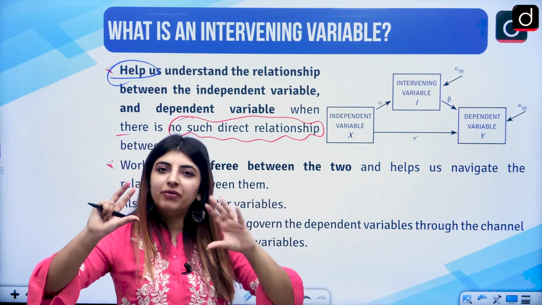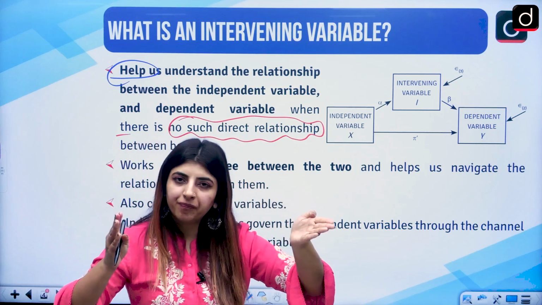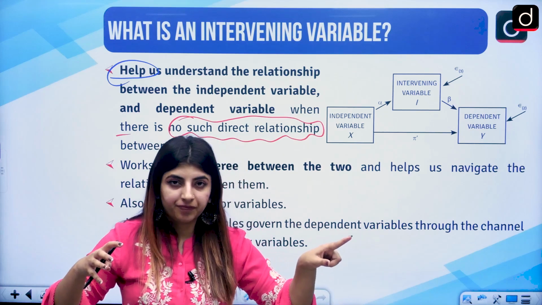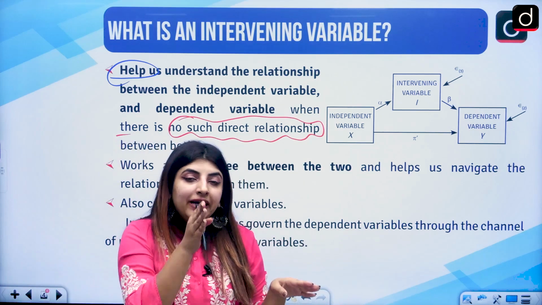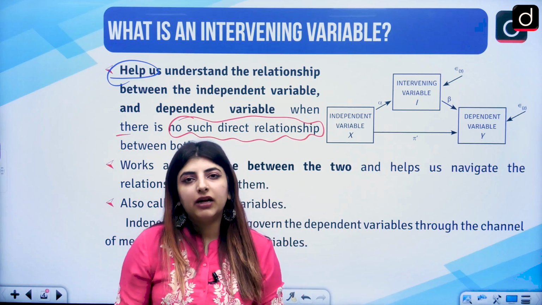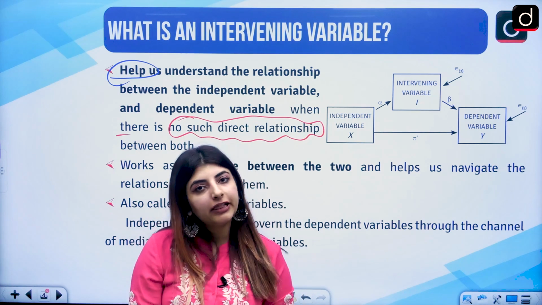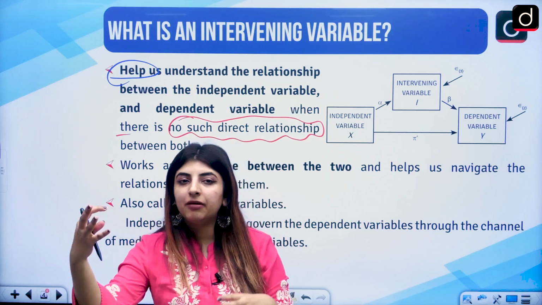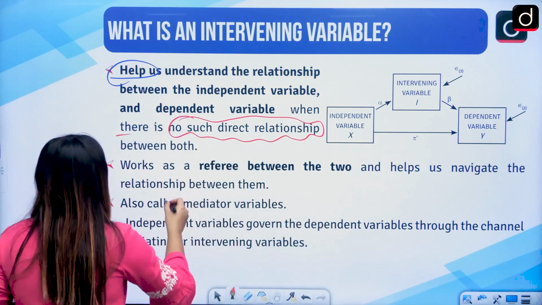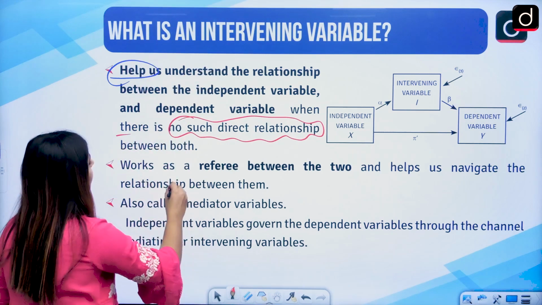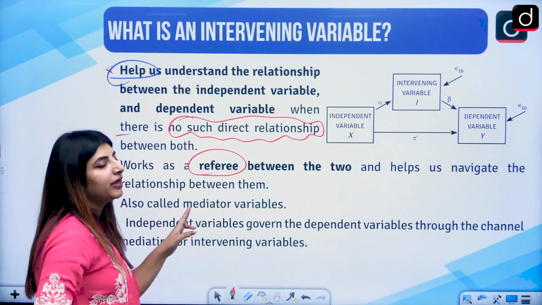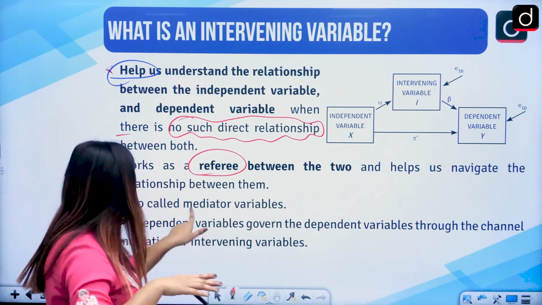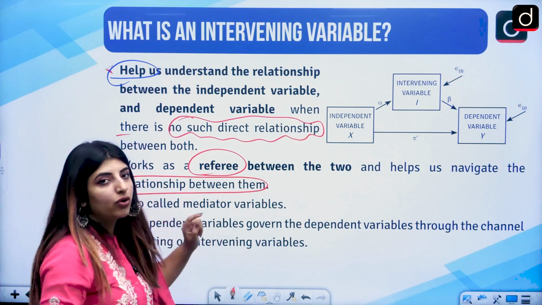Normally, we know that the independent variable, smoking, is the one thing which will lead to cancer, right? But there might be some other intervening variable as well. A person might be having one kind of health condition. So any kind of variable which comes in between the independent and dependent variable is known as an intervening variable. It acts as a referee between the two and helps us navigate the relationship that they both have.